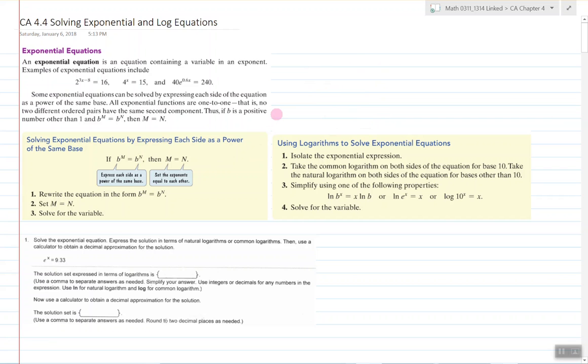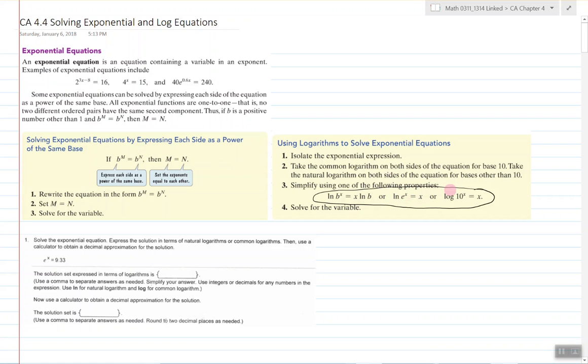Instead, what we're going to do is isolate the exponential expression. We're going to take the common log on both sides of the equation for base 10, and the natural logarithm on both sides for bases other than 10. And then we will use one of these properties, the natural log of a base to the x power. Remember, the power rule said the x could come out as a coefficient. If instead we have the ln of e to the x, we know that we get x.